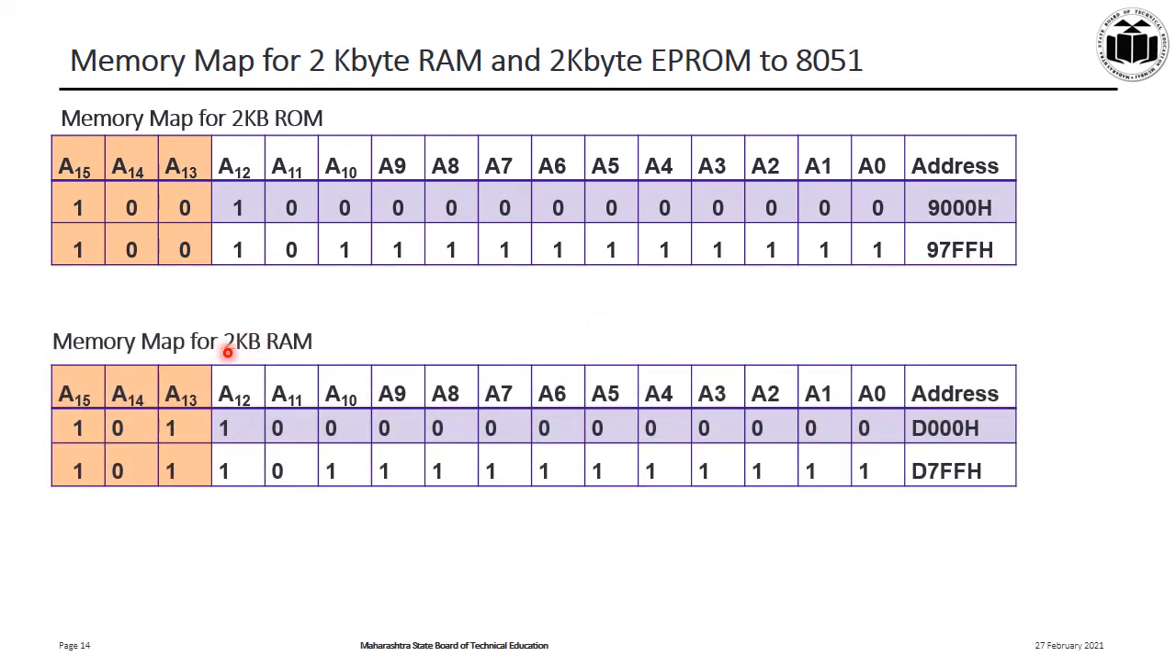For 2K RAM, we have Y5 bar connected to CS bar of RAM. So A15, A14, A13 have 101. For the starting address, all the bits are 0 from A0 to A10, while for the ending address, all the bits are 1 from A0 to A10. Converting to hex, we have the starting address for RAM as D000H and ending address as D7FFH.